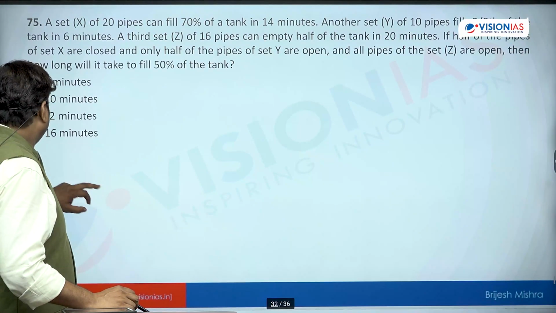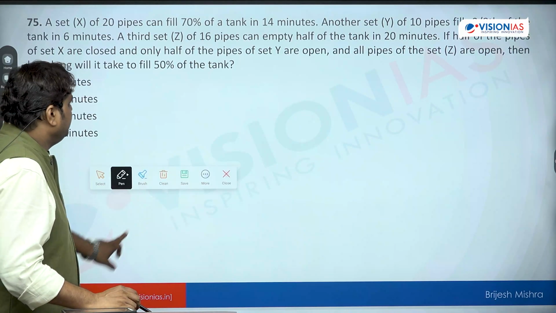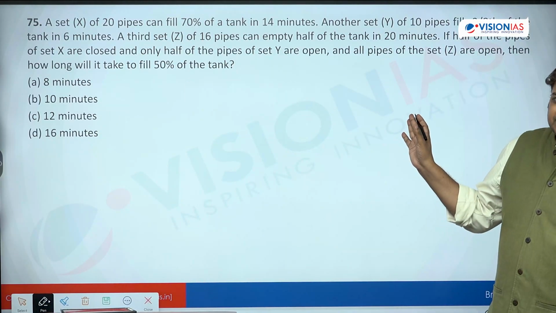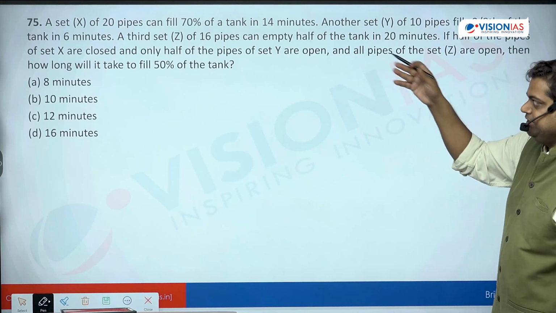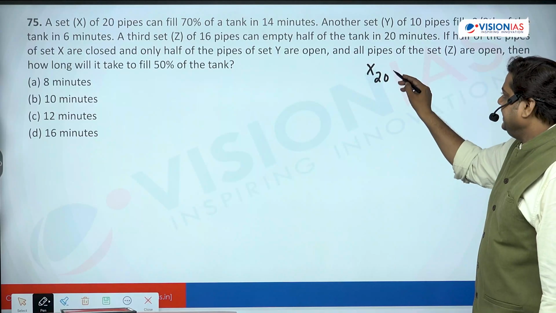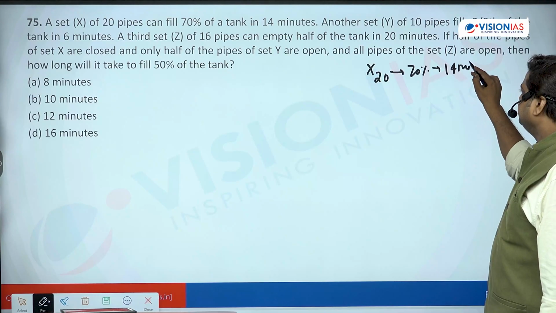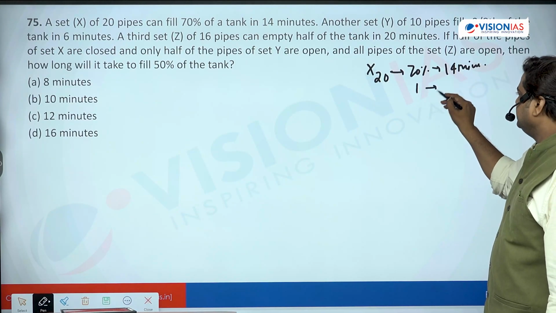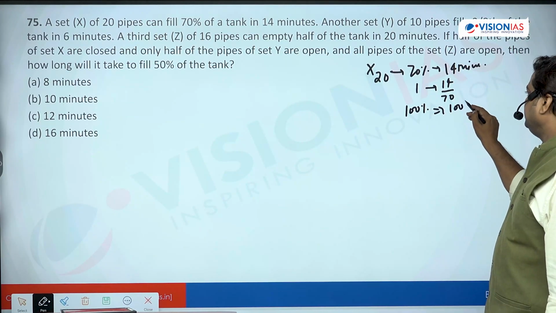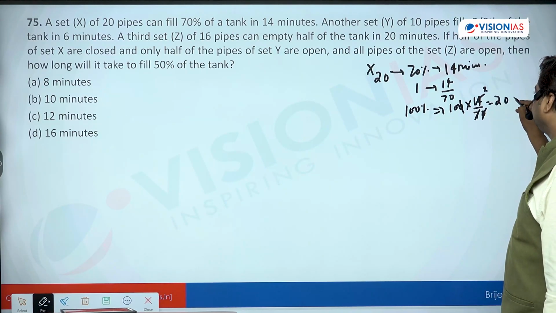A set X of 20 pipes can fill 70% of the tank in 14 minutes. Now, in pipes and tanks, this is the first time UPSC has asked any question. So in recent years, set X is having 20 pipes. It can fill 70% of the tank in 14 minutes. Correct? So for 1%, 14 by 70, for 100%, 100 into 14 by 70, that is 20 minutes.